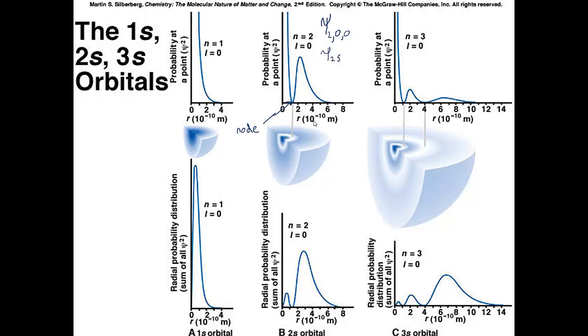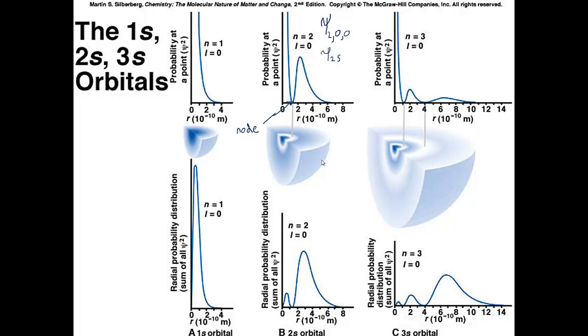But again, what's the overall shape? It's a ball, right? So this is just a wedge that's been cut out of that ball. So it's a spherical shape. How does the contour plot differ from the 1s? Well, it's bigger, right? So we've increased the typical distance away from the nucleus.